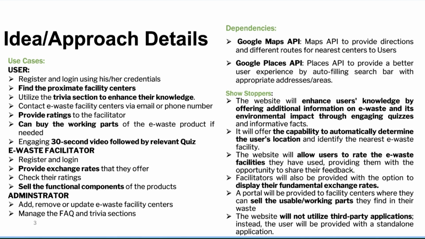The facility centers have an option to display their fundamental exchange rates for the users to earn as well. The portal will allow the facility centers to sell their working products to the users, which the users can buy by looking on the website. The website does not utilize third-party applications. That is, it is direct communication between the user and the facility centers, and there is no third party required to communicate between these users.